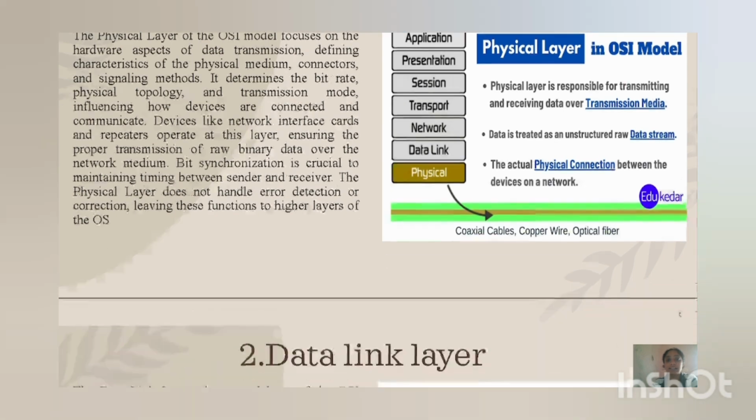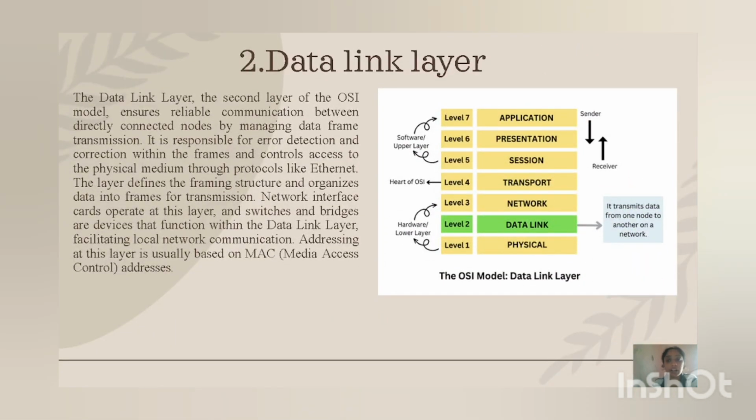Our next layer is the data link layer. It transmits data from one node to another on a network. These first three layers are hardware layers, which are termed lower layers. It provides reliable communication between directly connected nodes by managing data frame transmission.